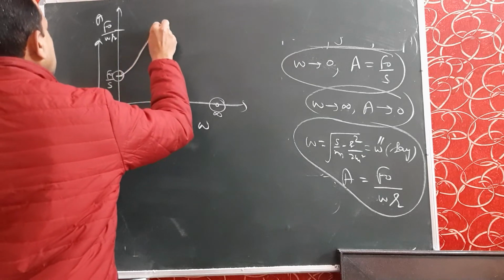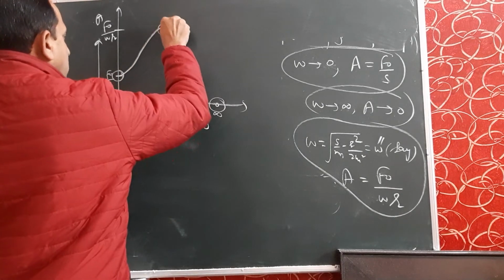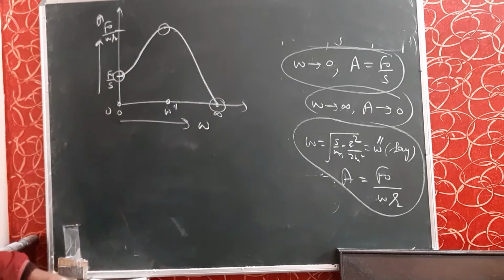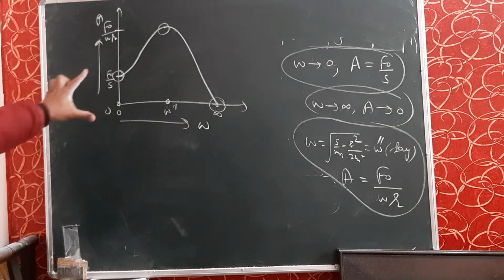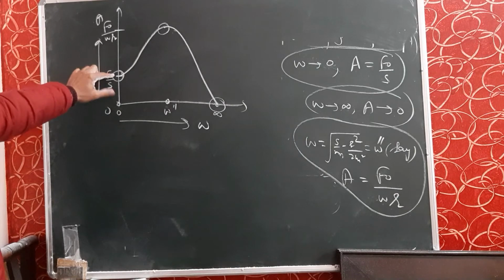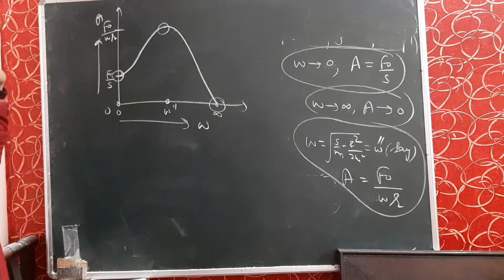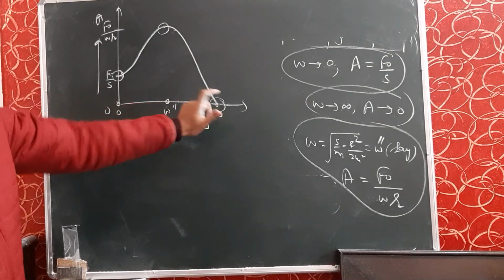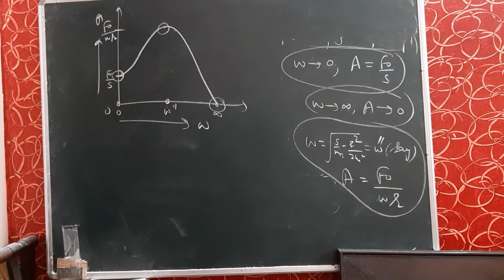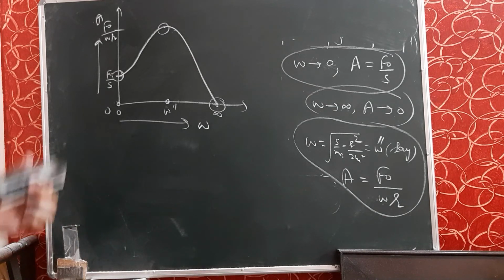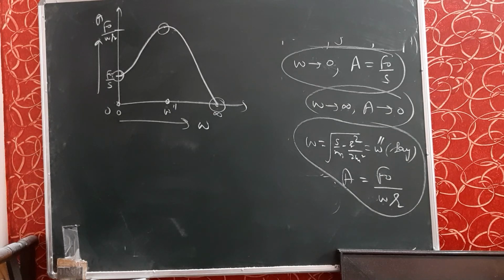The graph is curved in nature, and its shape is like this. It starts from some finite value and ends at 0 value, so it will touch the x-axis at infinity. So this is the nature of the graph between amplitude and frequency omega. Similarly, we can find the other variations like this. We will discuss three cases and we will find the variation of velocity, acceleration and other phases also.